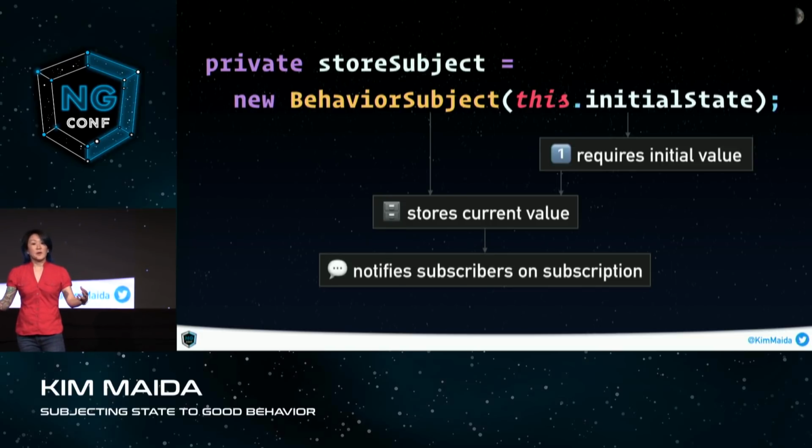If we've emitted a few values already, then they're going to get whatever was emitted last. So really this sets it up for a really good model for sort of global store throughout the application.